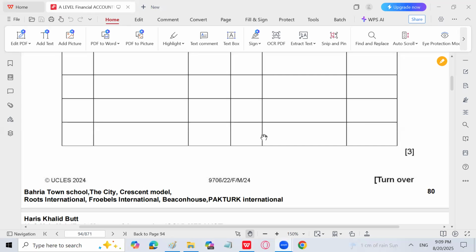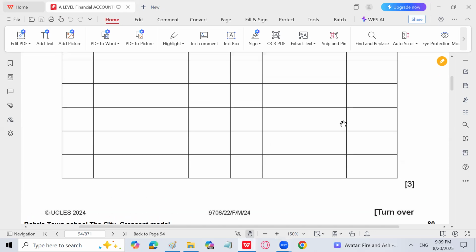Today we are going to solve a question from AS Accounting, and the topic is depreciation. Depreciation is one of the main topics of AS Accounting, and we always find questions on depreciation in our AS paper, Paper 2 of Accounting 9706. This question came in February/March 2022. Let's start doing this question.